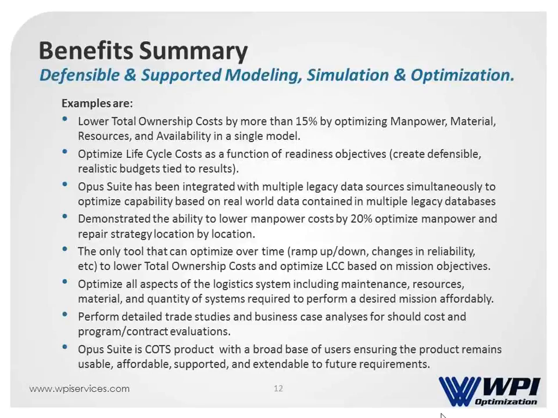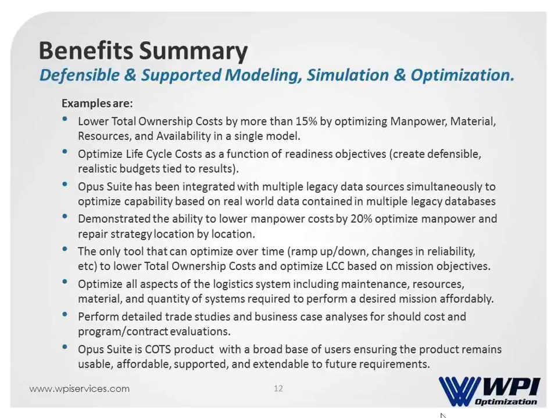This is going to allow us to create defensible and realistic budgets tied to results. So instead of this approach of, what is our budget, and then we'll figure out how to spend the money, why don't we try to tie something to an actual capability? Opus Suite's been integrated with multiple legacy data sources to optimize its capability based on real-world data, and I think that's really key. We want to have an effective result that's also realistic, also contains real-world reliability data, real results.